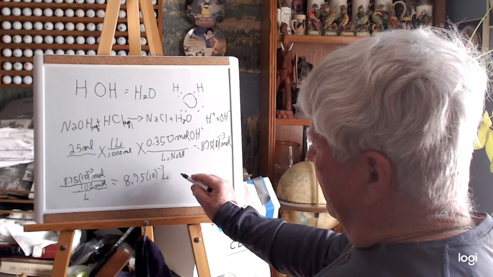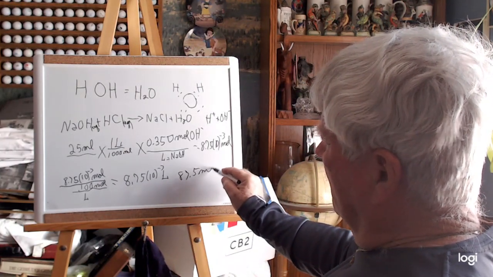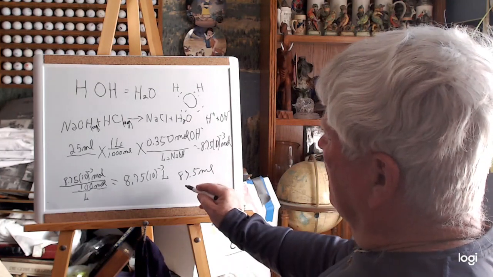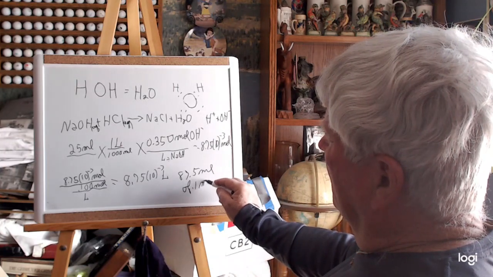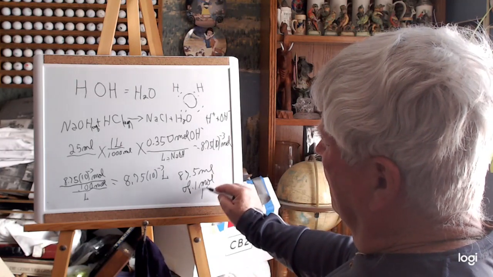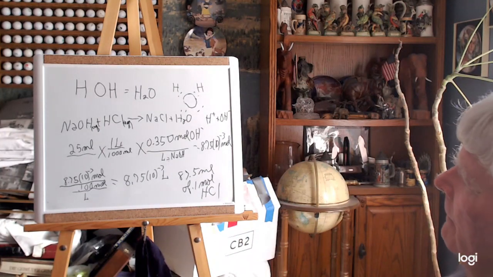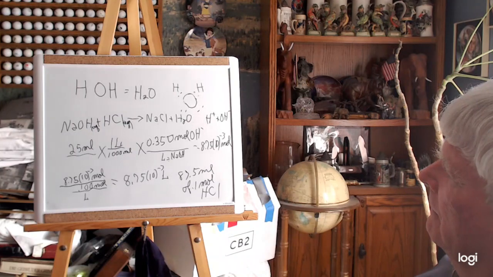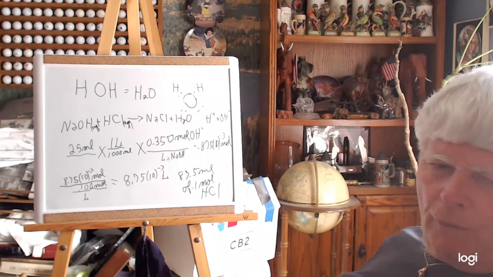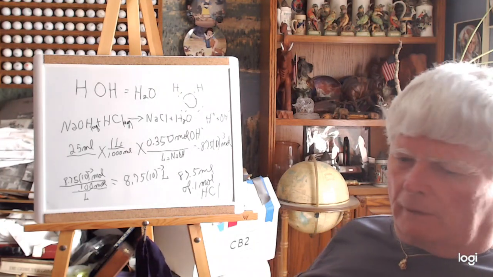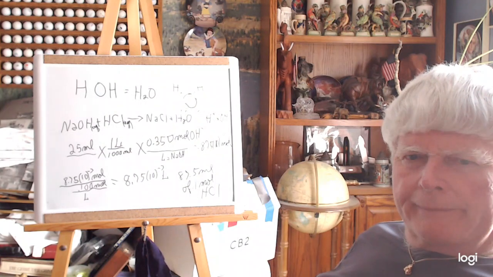In other words, this is 87.5 milliliters of 0.1 molar acid to neutralize the 25 milliliters of sodium hydroxide. Straightforward problem, not particularly difficult. Hopefully you comprehend what I'm trying to get across.